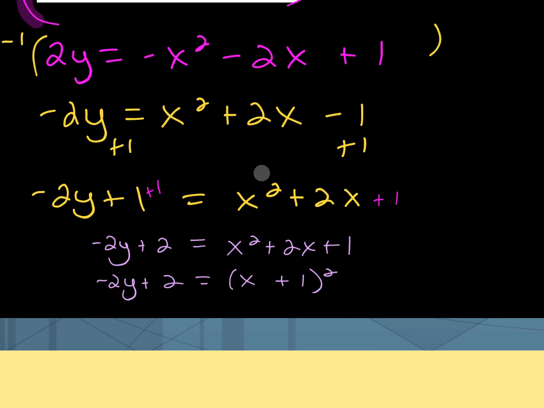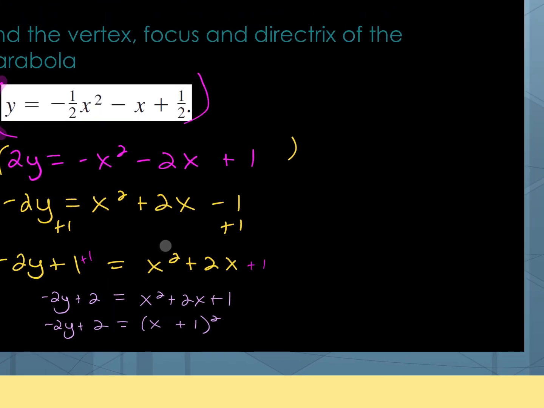Now I got the squared part good. I can even switch this because we're so used to having the squared term on the left-hand side. I can switch the sides. Now the problem's on the right-hand side. You can't have anything attached to your x or your y, which means I have to factor out the negative 2. And now it's in standard form.